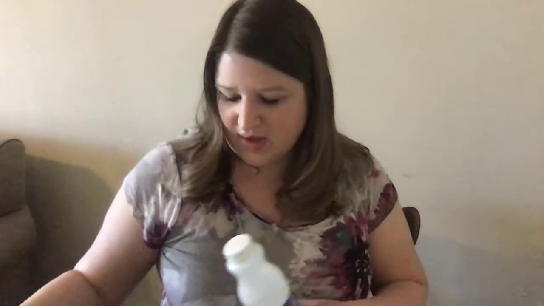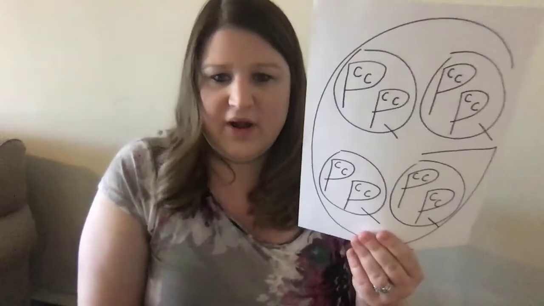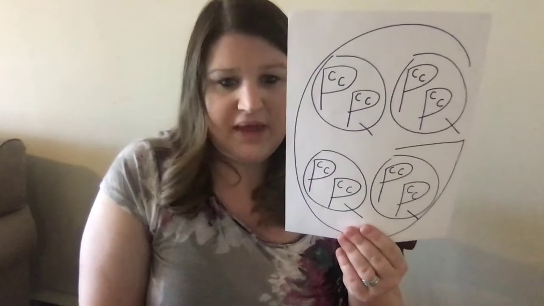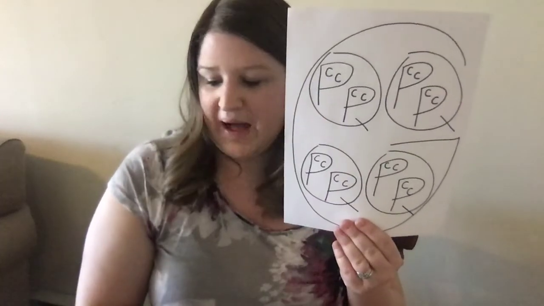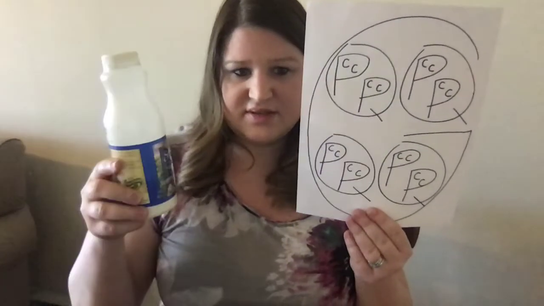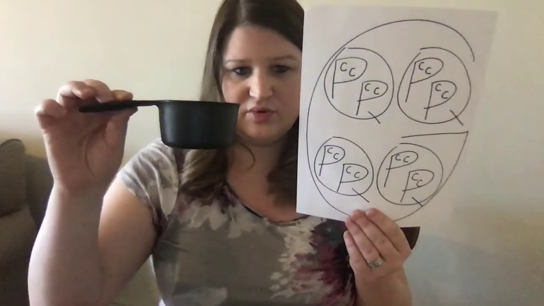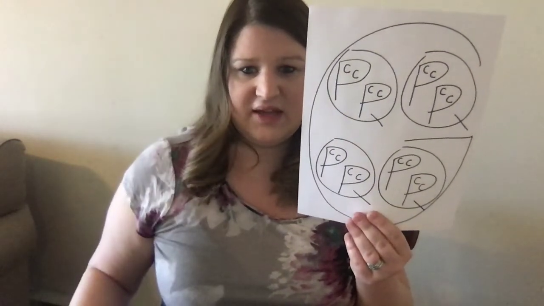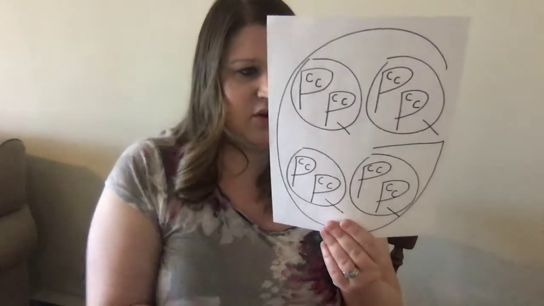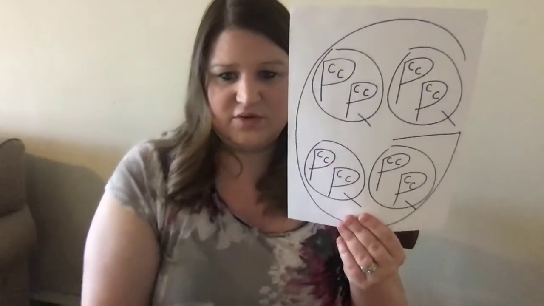The last one then, I want you to put 2 C's inside of each P. So remember the P's are pints, which is this. There are 2 cups, so 2 of these in each pint. So I have C, C, C, C. That's what you're going to do.